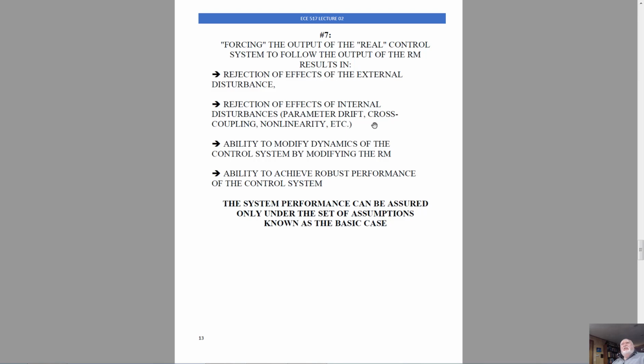I did a project for the Air Force Research Lab. They had a system with 2 inputs and 2 outputs, and the system was a cross-coupled system.